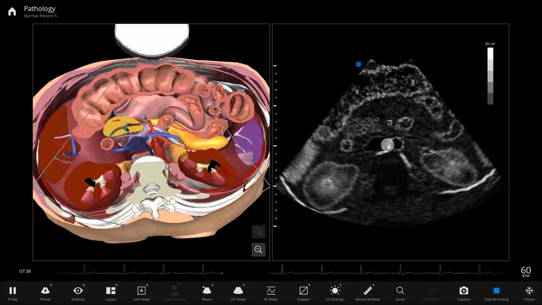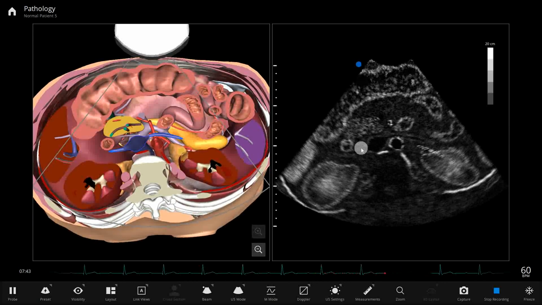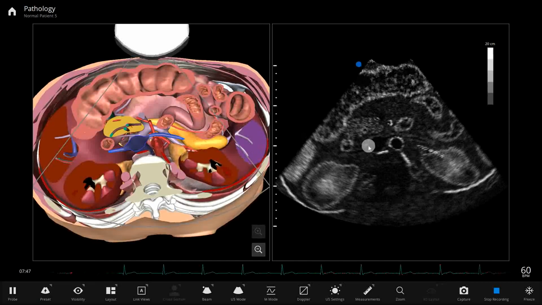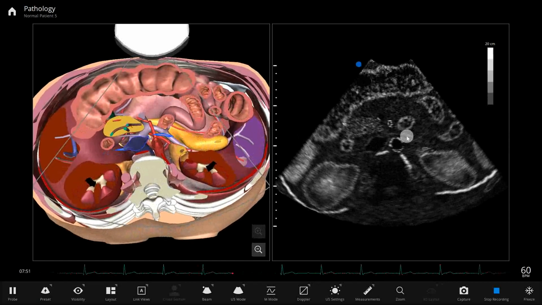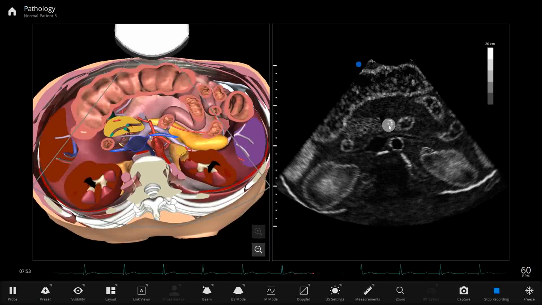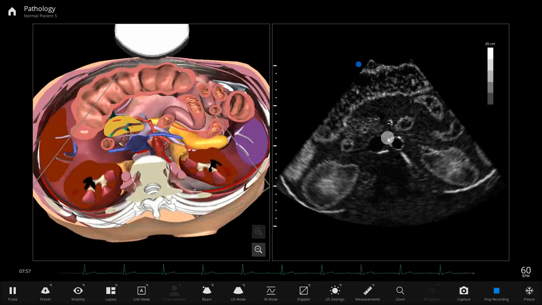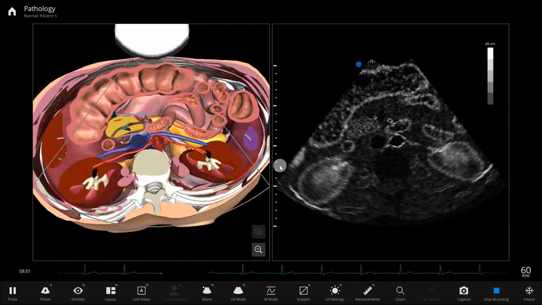Now, I didn't mention this earlier, but you'll notice here with the IVC, the right renal vein coming from the kidney to the IVC is pretty direct. The left renal vein has to squeeze between the aorta and the SMA. So it's this dark line here that's running in front of the aorta. Okay? So there's our renal arteries coming off the aorta.